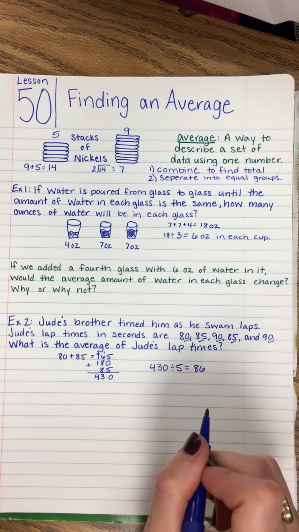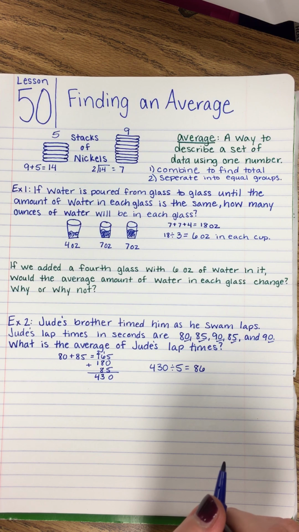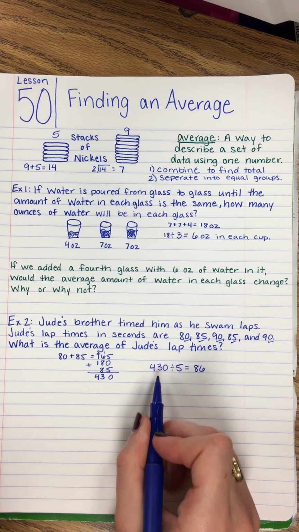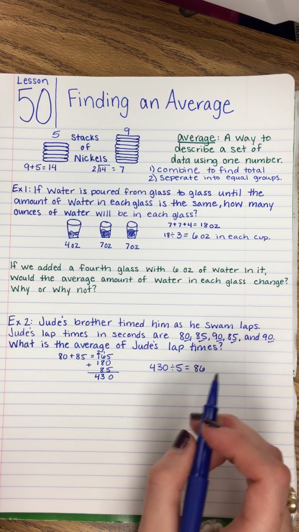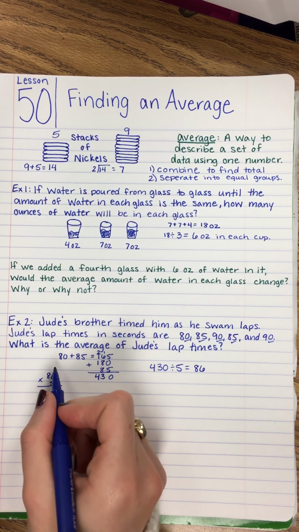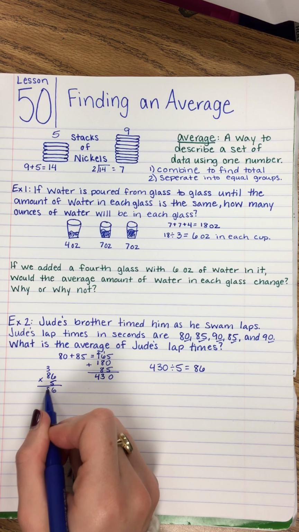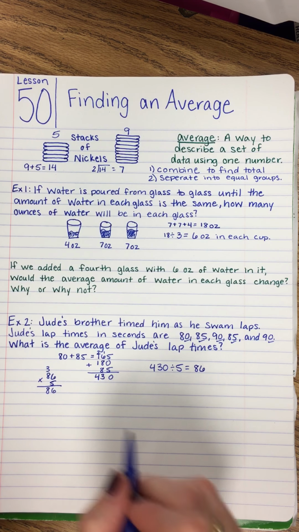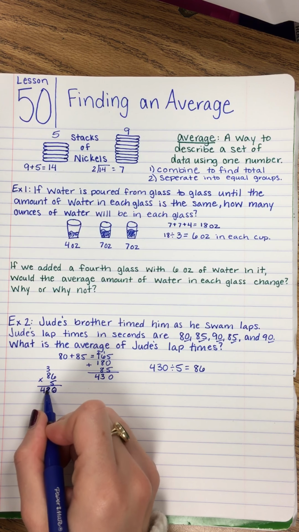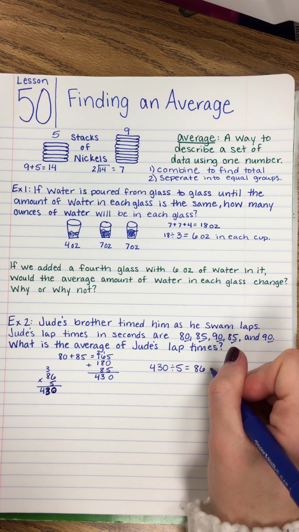Notice that although none of Jude's times were 86, the sum of the 5 items is 430, and that is the same as if he swam every lap in 86 seconds. So 430 is the sum of these different numbers, and if we did 86 times 5, we would also get 430. So the average is 86 seconds.